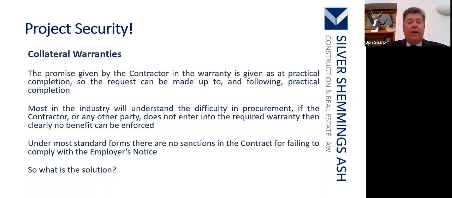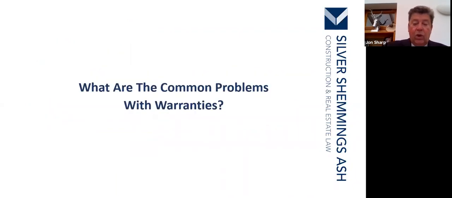Most in the industry will understand the difficulty in procurement if the contractor or any other party does not enter into the required warranty, and clearly no benefit can be enforced. Under most standard forms, there are no sanctions in the contract for failing to comply with the employer's notice. So, what is the solution? Well, warranties. But there are a number of common problems with warranties, and we will look at some of them now.